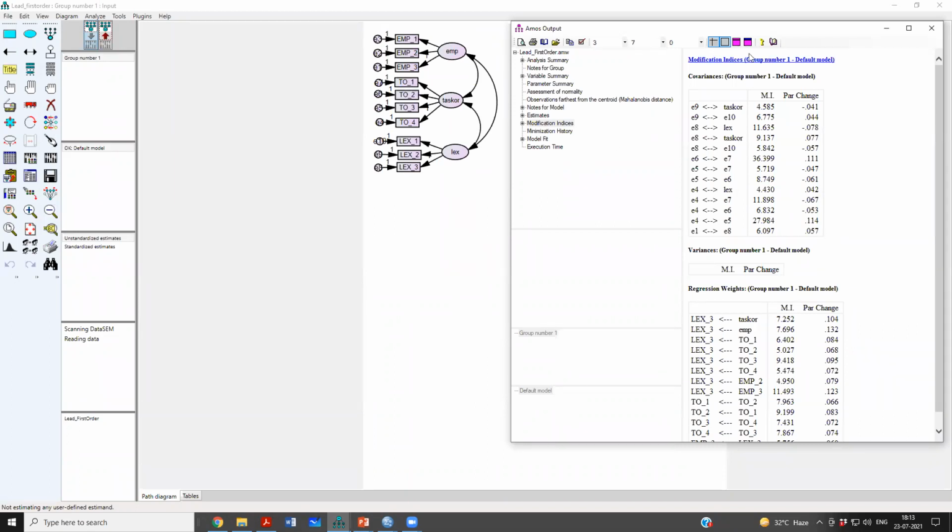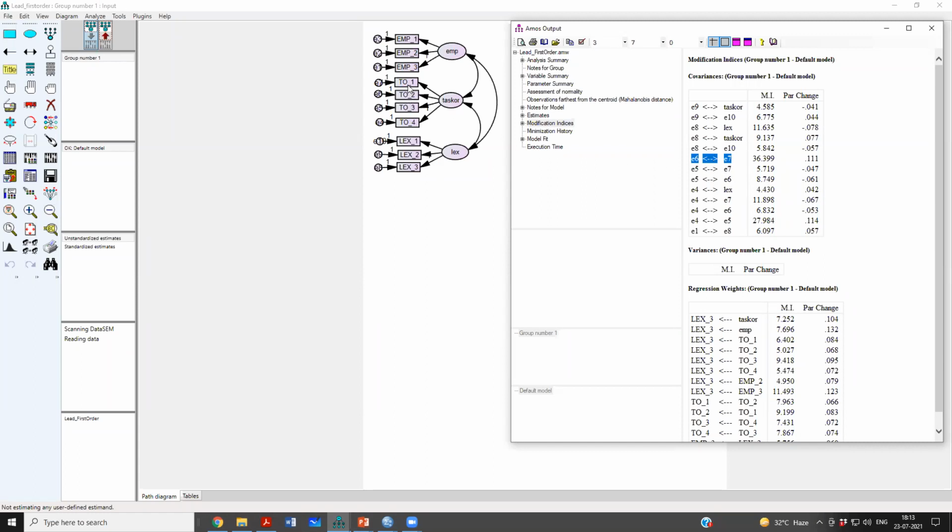Now, what is the software trying to tell us? The software is trying to tell us that if you covary these two measurement errors, the measurement error associated with TO2 and the measurement error associated with TO1, that will be a better model. Now, should we do it or not? This is a suggestion. Modification index is a suggestion by the software.